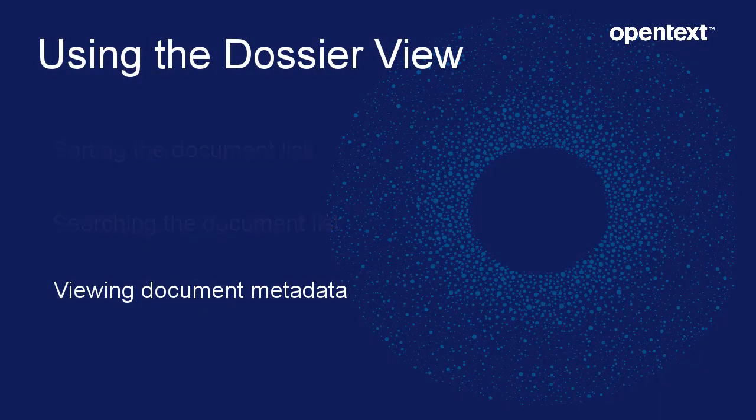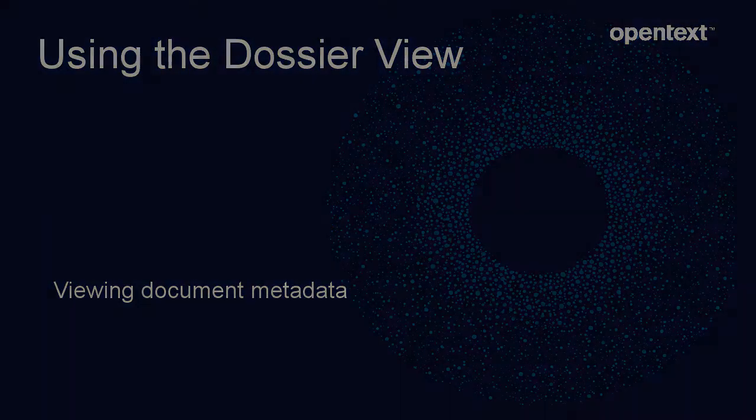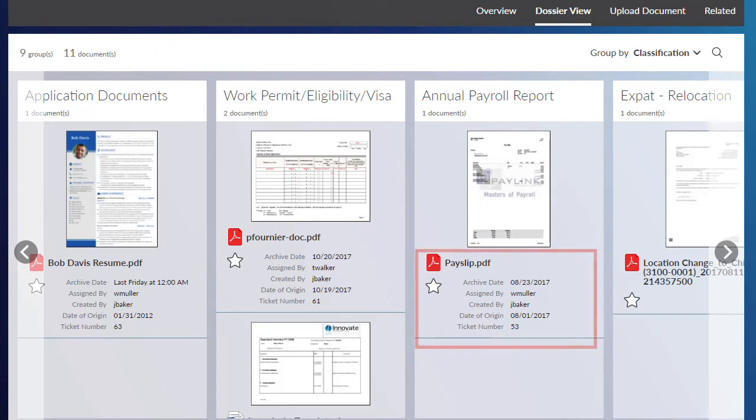Viewing document metadata. Find the document information below the document thumbnail. Mark a document as favorite to be shown in the favorites list on your home page. To open the document, click the thumbnail.